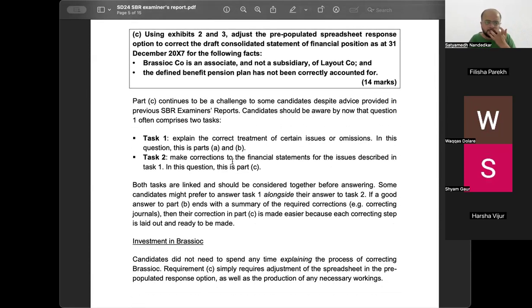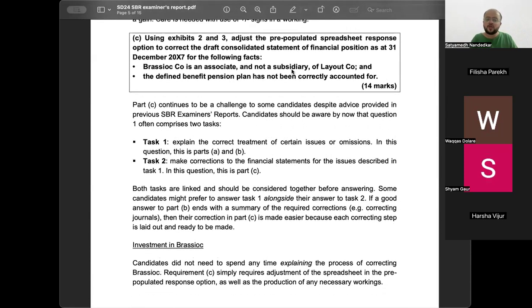ठीक है, now using exhibits 2 and 3, adjust the pre-populated spreadsheet option to correct the draft consolidated statement of financial position as at 31st of March 2007 for the following facts. Braziok Company is an associate, not a subsidiary of Layout Company, and the defined benefit pension plan has not been correctly accounted for. अब यहाँ पे pre-populated balance sheet में क्या होता है?